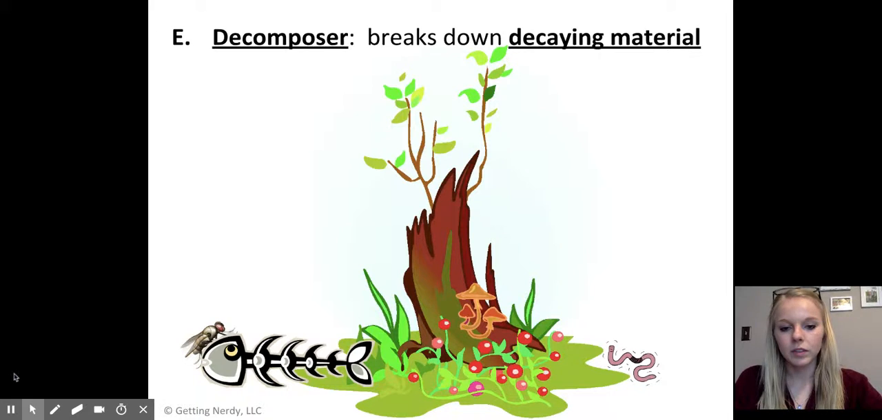The last type of consumer is decomposer. Decomposers are organisms like fungi, earthworms, and bacteria that break down decaying material and return the nutrients into the soil. Your third key word is ecosystems.